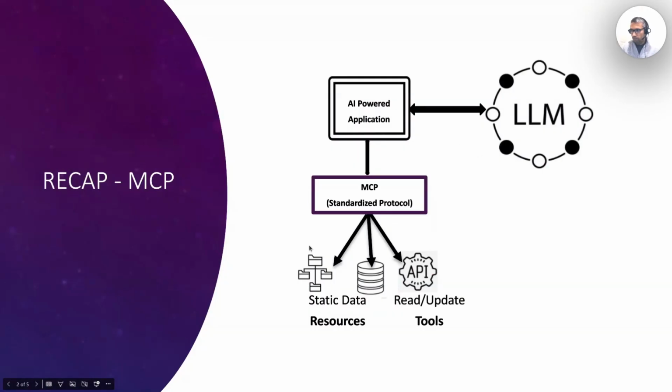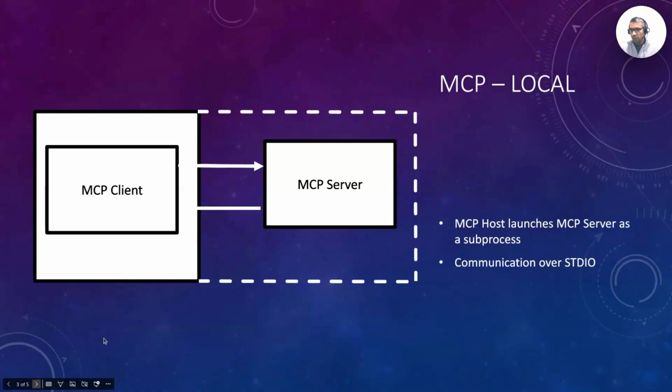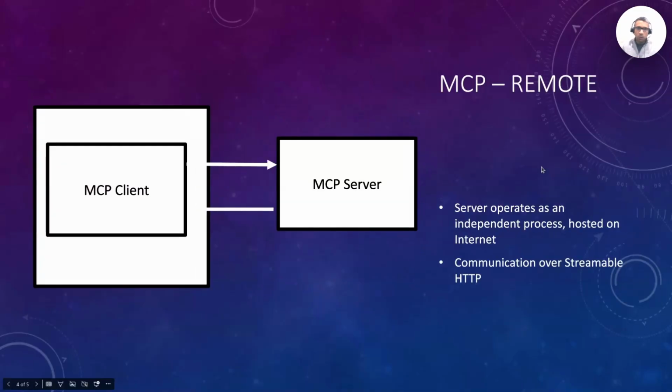So this is where MCP stands in the whole ecosystem. That's what we discussed last time. And then we discussed the local MCP server. A local MCP server is always started by an MCP host application as a subprocess, and the communication channel between the MCP client and the server is standard IO. Then we discussed the remote MCP server. A remote MCP server always runs somewhere on the internet, and the host application connects to the remote MCP server via HTTP. So that's what we discussed.